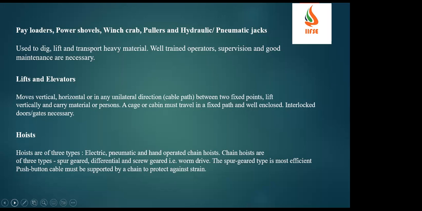This is also one of the tools or equipment used for mechanical material handling. There are three types of hoist: electric, pneumatic, and hand operated chain hoist. The chain hoists are again of three types: spur gear, differential and screw gear. The spur gear type is the most efficient, and the push button cable must be supported by a chain to protect against strain.